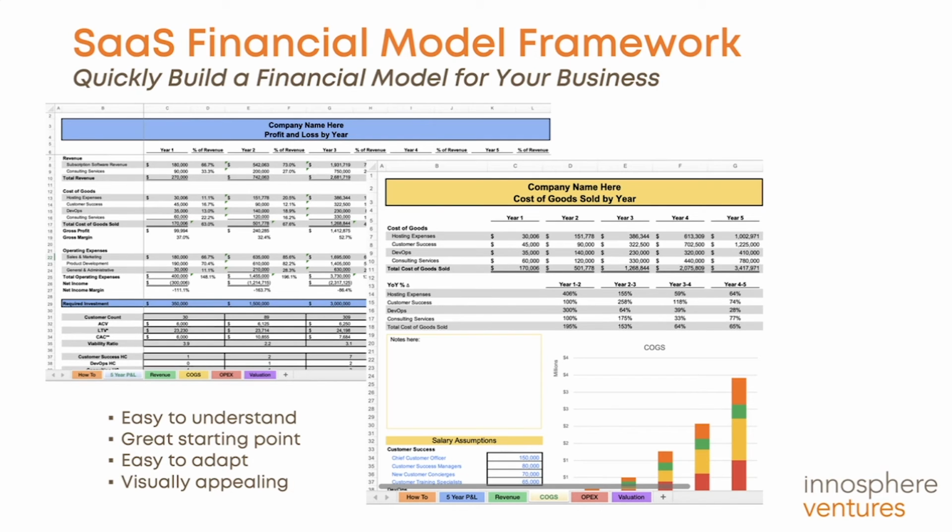Now, the top portion of the input tabs show the output for that section of the P&L, so you can see the result on the same tab as you're making changes to your assumptions, without having to flip back and forth to the P&L tab. The valuation tab provides SaaS metrics and the ability to estimate the company's valuation.